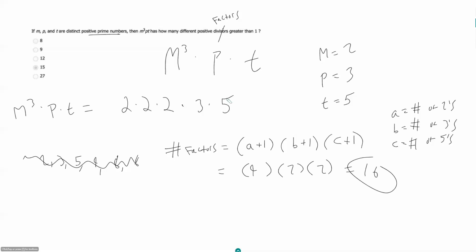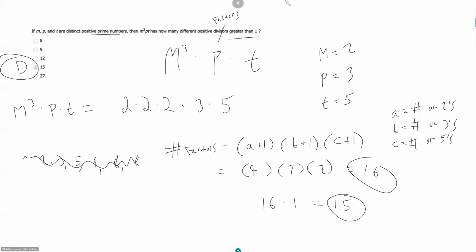Oh, and then we've got to take out a 1. I was so worried for a second. They say greater than 1. So within this 16, there's an option, remember, where we chose 0 twos, 0 threes, and 0 fives. That option would be the factor of 1. So our real answer is 16 minus 1, which is 15, D.